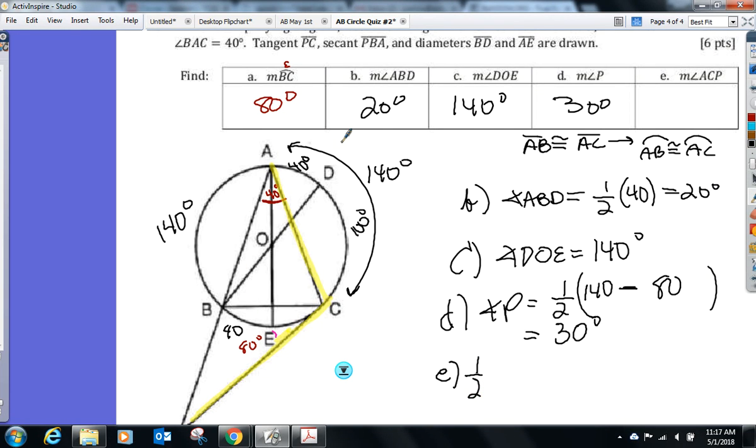How large? Here you go. From here, what's the arc in between? I got a 140 and I got another 80. So half of 220, 110. There it is.